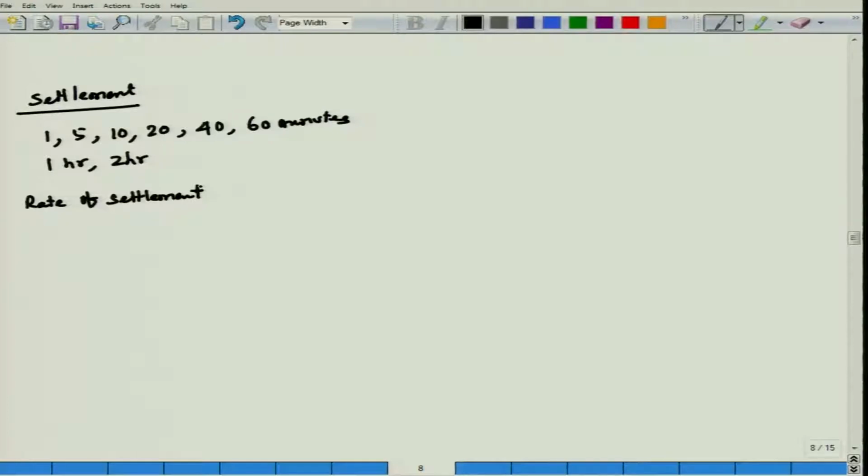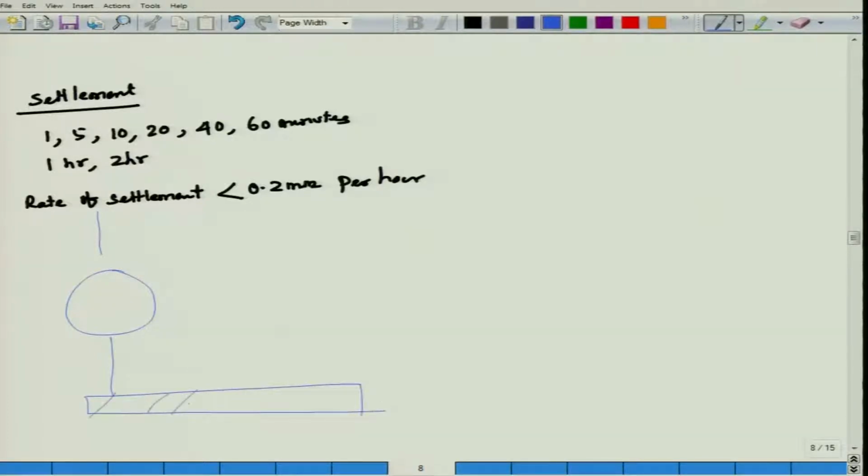Rate of settlement is less than 0.2 mm per hour. That means if I take a dial gauge here, this dial gauge is placed, here is your plate. We are placing two dial gauges at two extreme ends. So, you have to record the rate of settlement, 0.2 mm per hour.